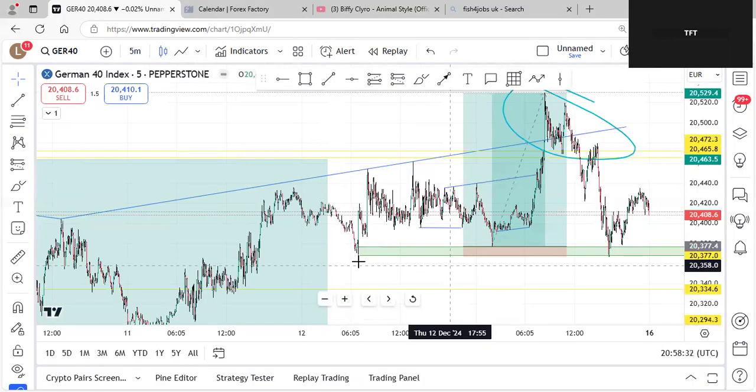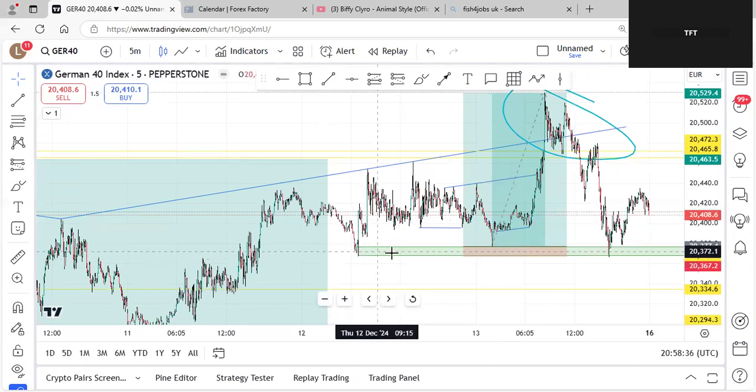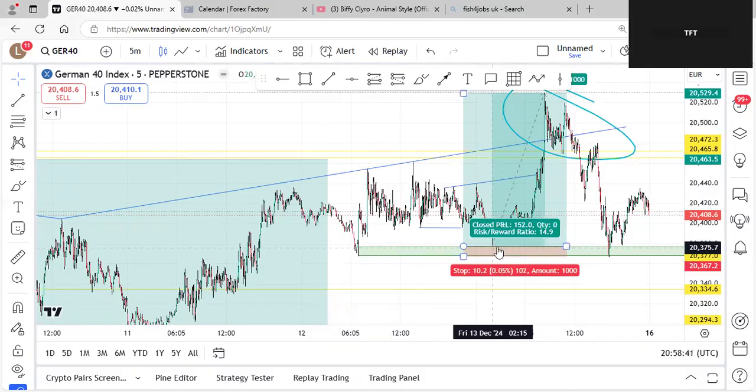Especially now it's sort of taken this low. I'd rather it comfortably take this first, but it has technically broken to the downside now.